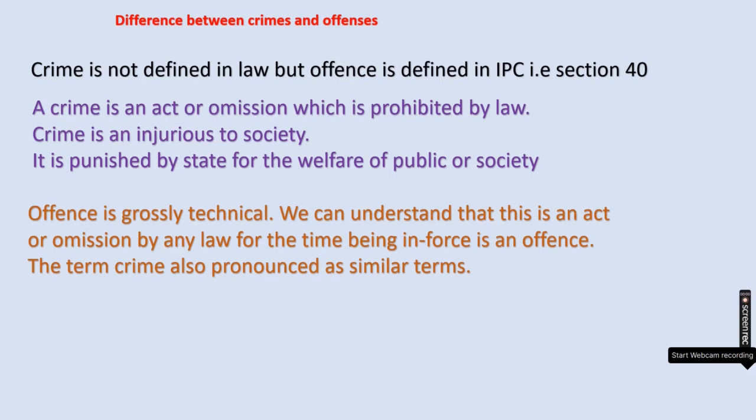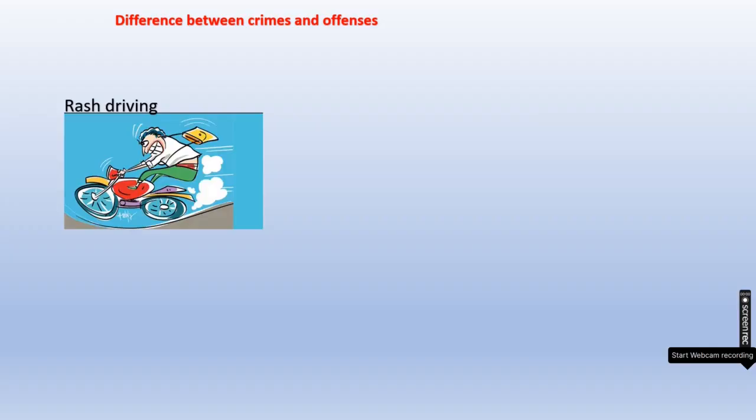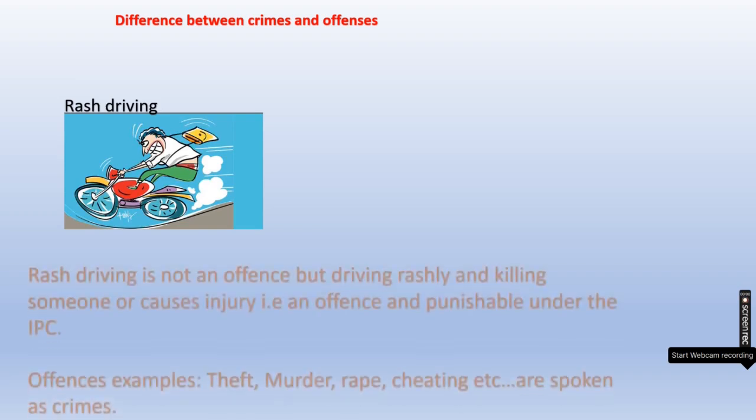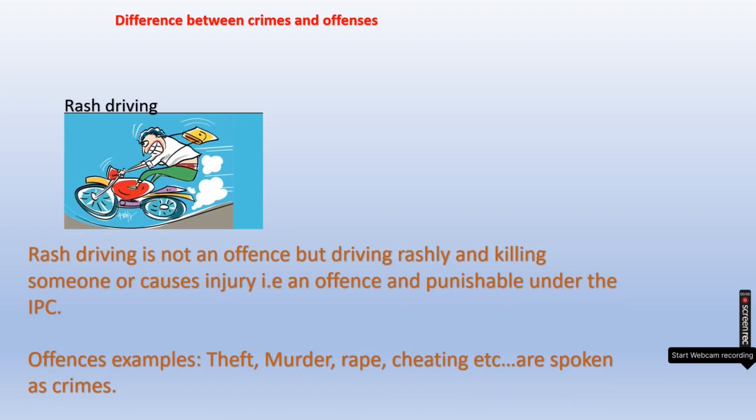For example, take rash driving. Driving fast by itself is not an offense. Suppose one person is going very fast, it is not an offense. But if he is driving rashly and kills someone or causes injury, that is an offense and punishable under the IPC. Examples of offenses are theft, murder, rape, cheating, etc. These are also spoken of as crimes.